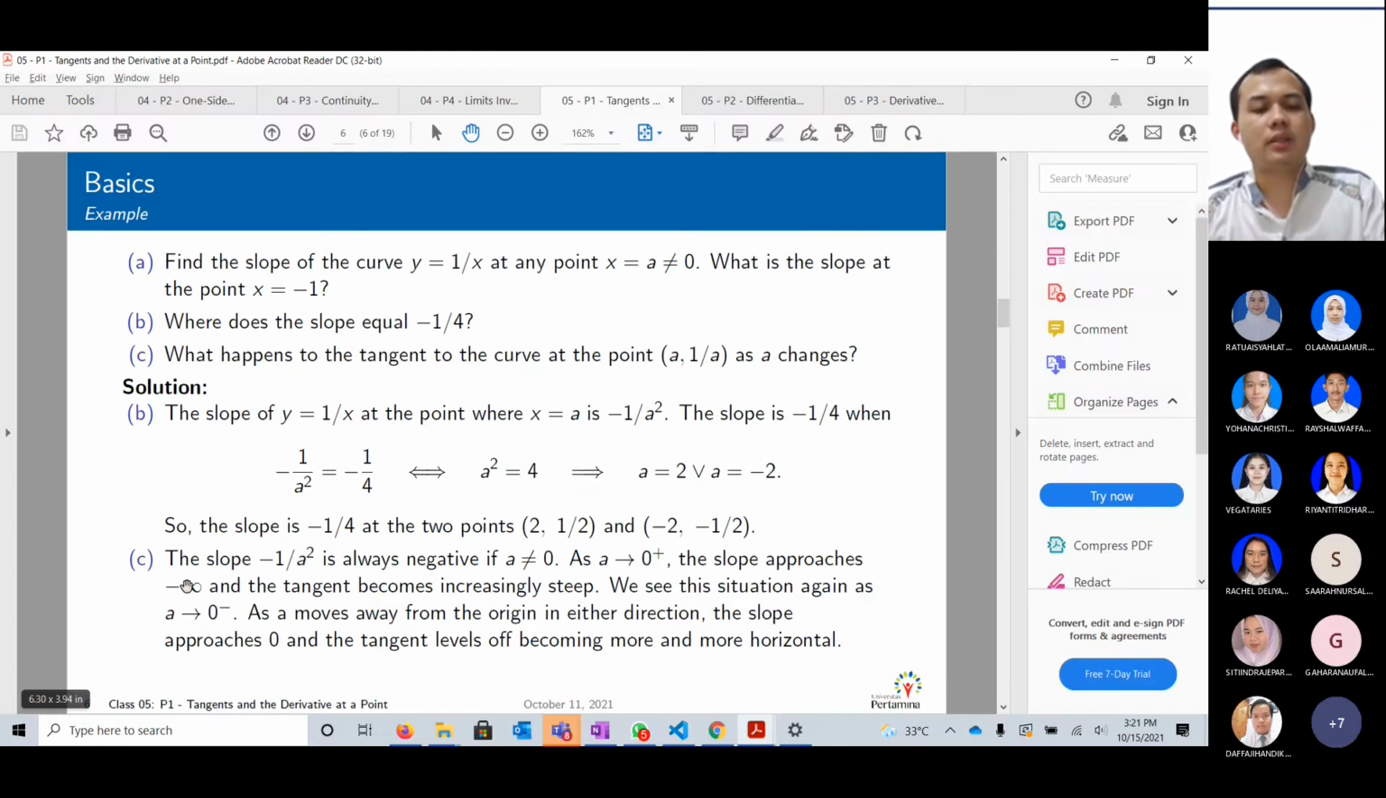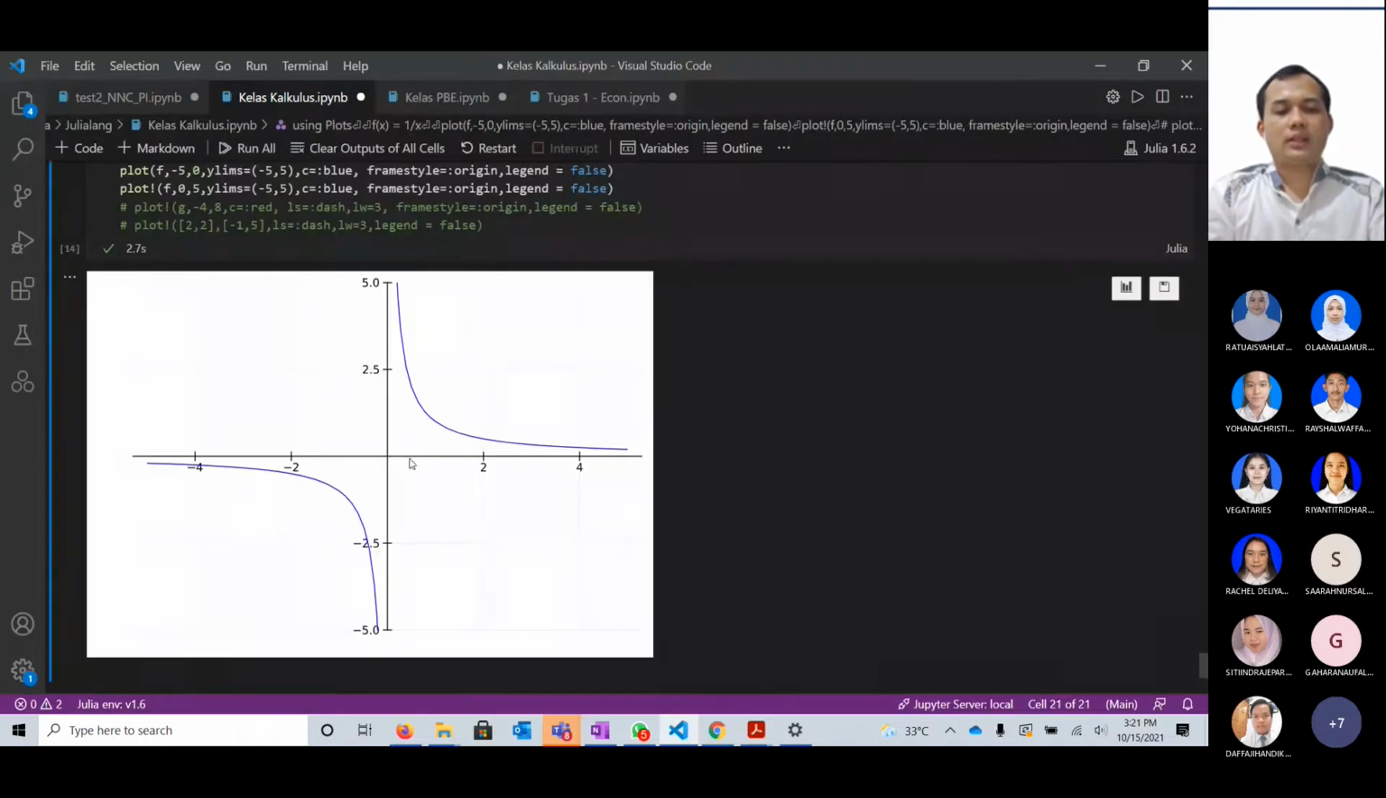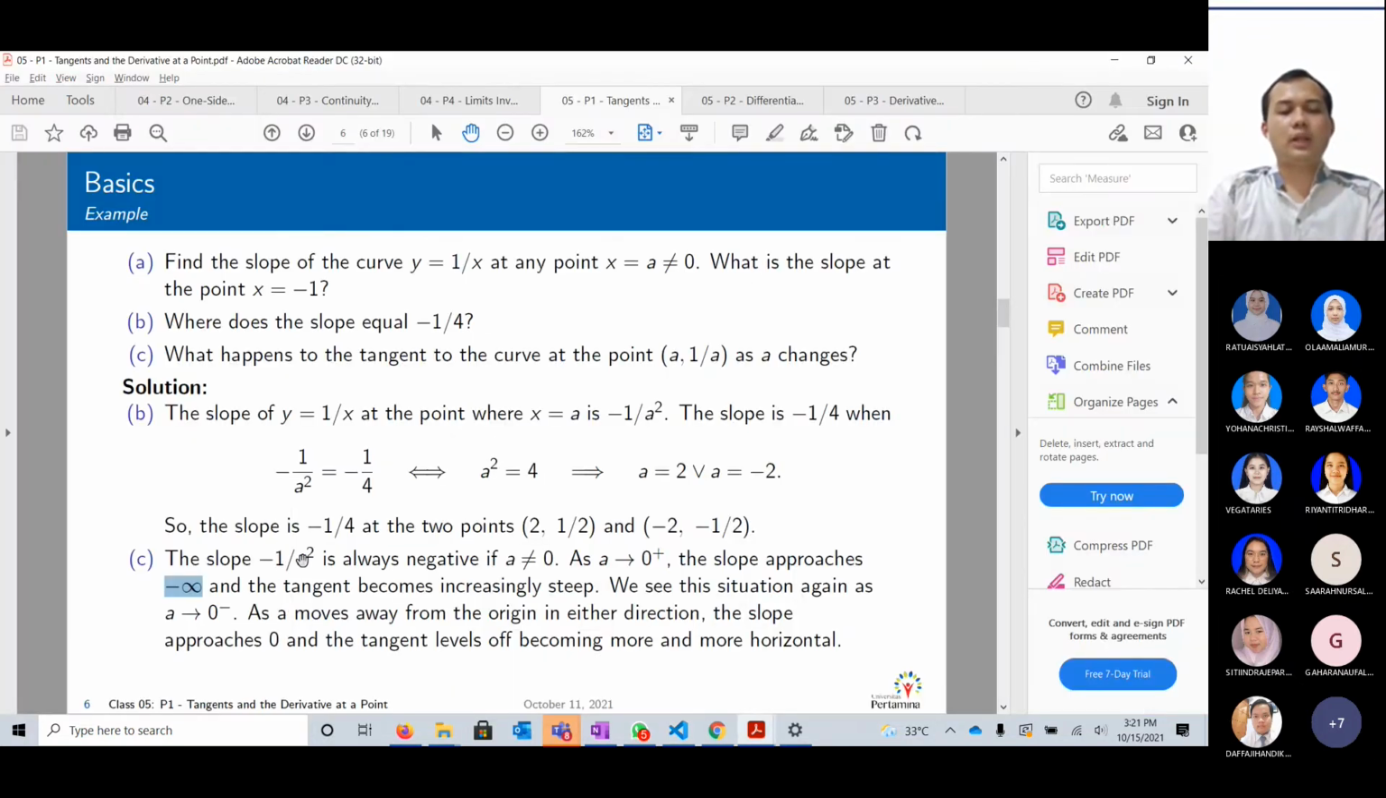The reason is basically because the slope is going to minus infinity. So if the slope is going to infinity or minus infinity, meaning that the slope is becoming increasingly steep. Kemiringannya akan menjadi hampir seperti garis vertikal. But as x goes away from 0, jadi ketika x-nya pergi dari 0, kita ke kanan atau ke kiri, dapat dilihat bahwa kurvanya itu akan semakin datar. Ya. Semakin datar karena apa? Karena nilai dari minus 1 per a kuadrat ini semakin menuju 0. Now is it clear?